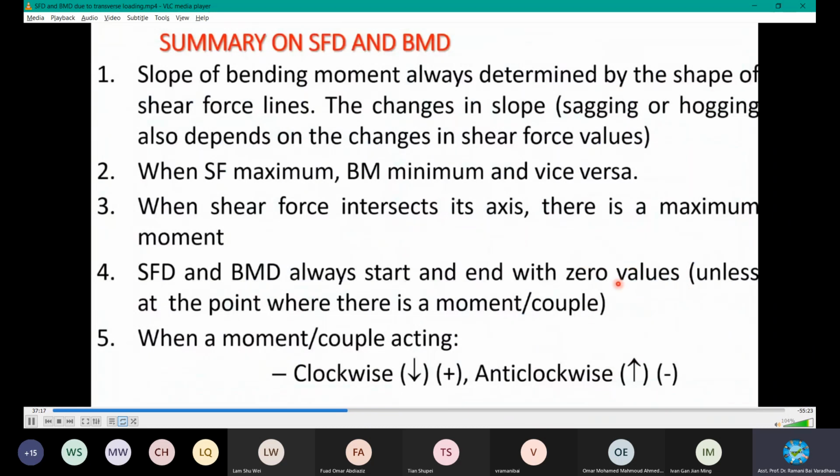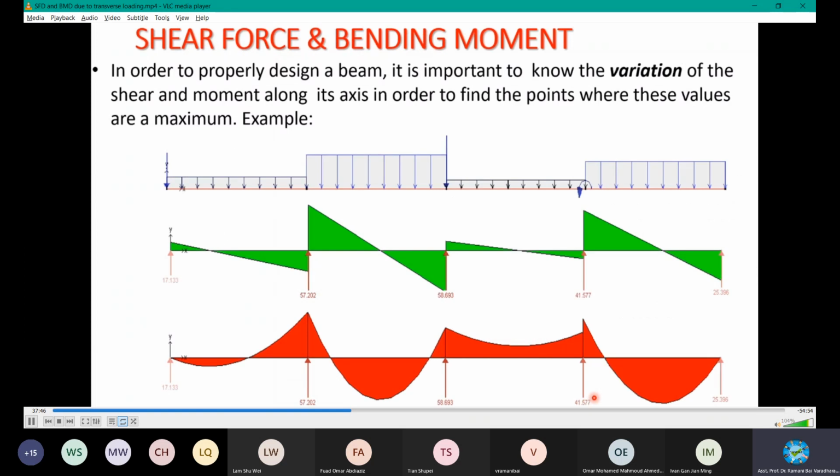Why do they end with 0? They have to balance. When a moment and couple are acting, you can take it like this: clockwise positive, anti-clockwise negative. It depends on what axis you are going to determine. Keep the clock in front of you, or at the axis where you want to find out. Then it is convenient for you to know which is clockwise and which is anti-clockwise.